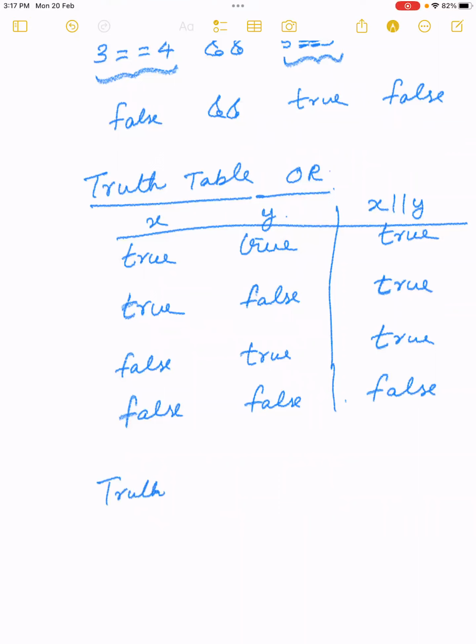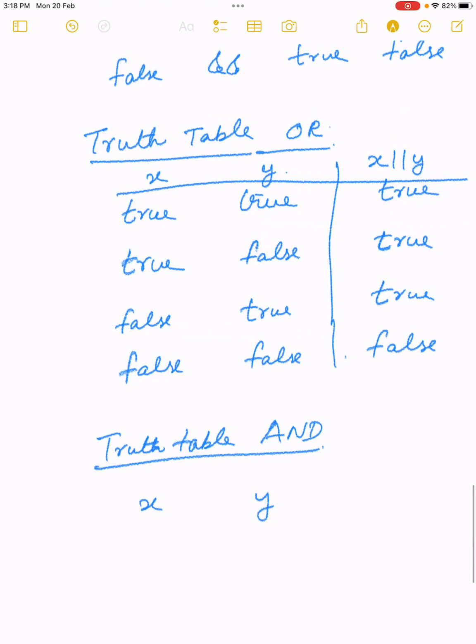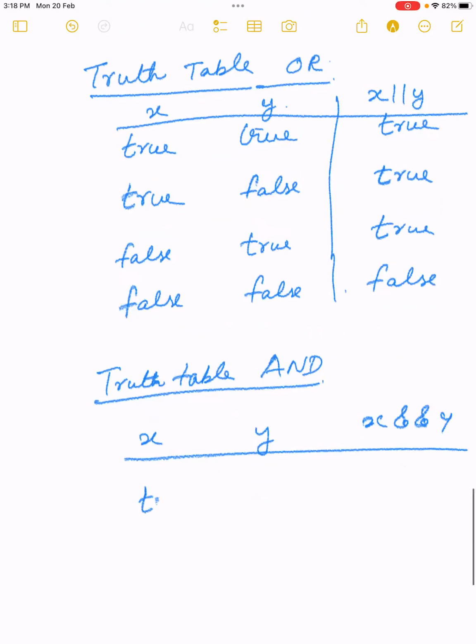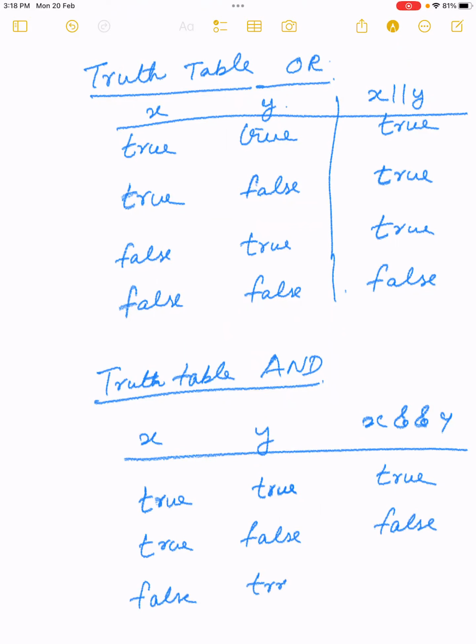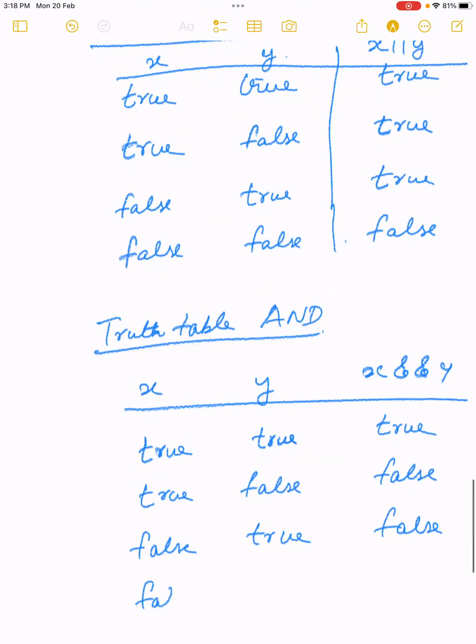Similarly, we have a truth table for the AND operator also. For X, Y, and X ampersand Y: if X is true and Y is true, then the result is true. If one is true and the other is false, the result is false. If X is false and Y is true, the result is also false. If both are false, AND operation again returns false.